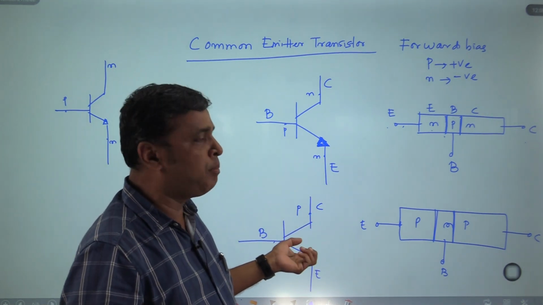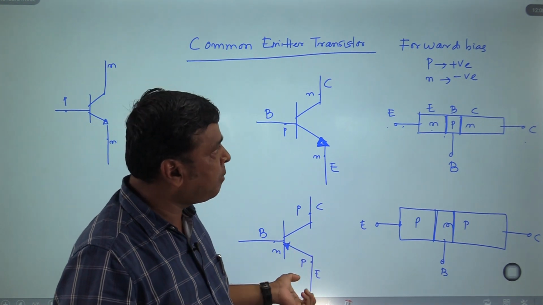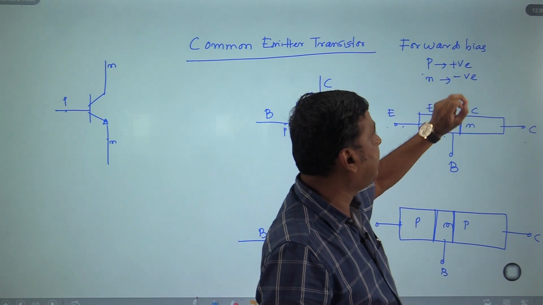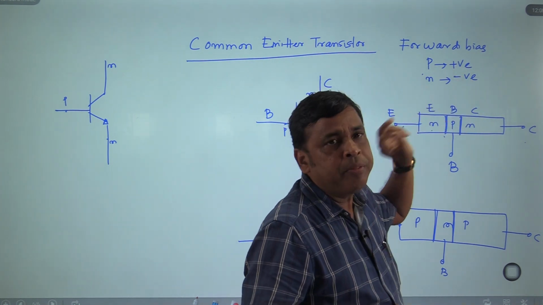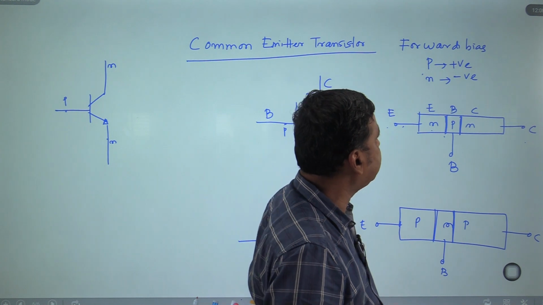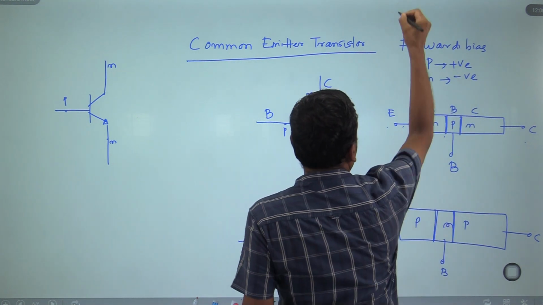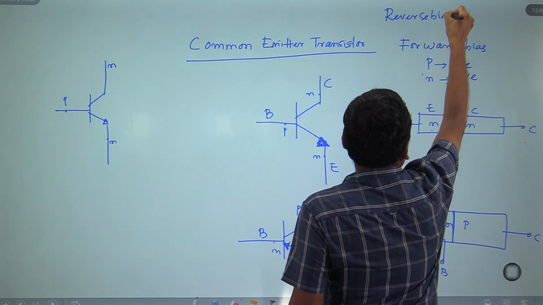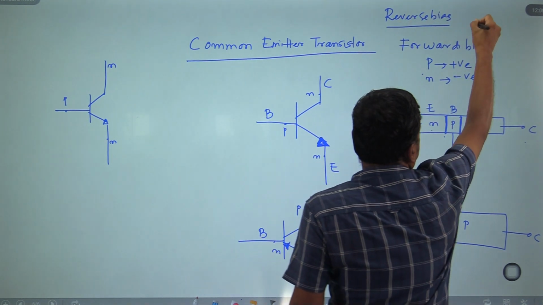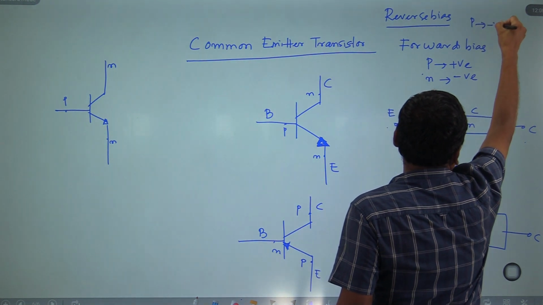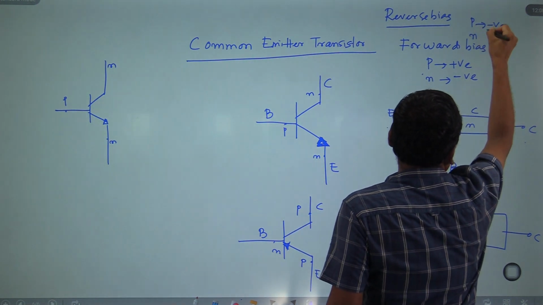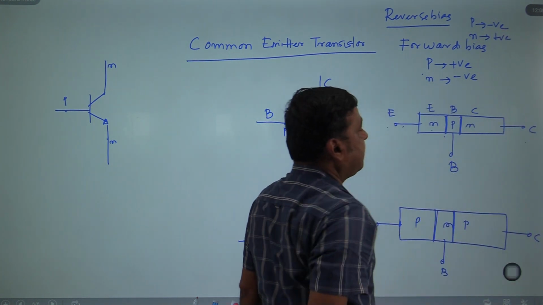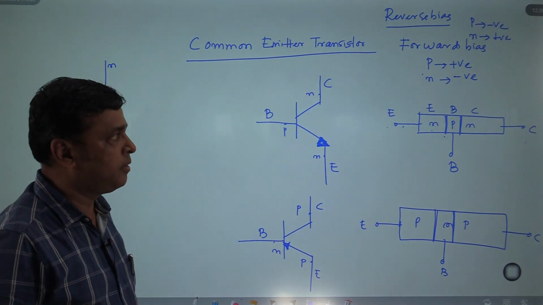If you are using an NPN or PNP transistor and it is forward biased, the P terminal must be connected to the positive supply of the battery and the N terminal to the negative supply. This is your forward bias case. In case of reverse bias, the P terminal should be connected to the negative terminal of the battery and the N terminal to the positive terminal. This is your forward biasing and this is your reverse biasing.